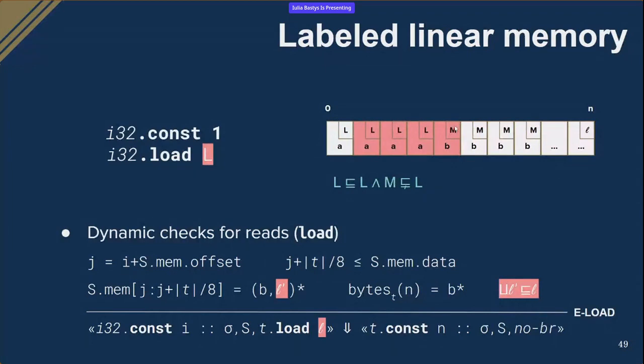a medium labeled value. So the execution of this program is going to crash, because the security checks here are not going to pass. Security label medium is not below L, so this is not going to go forward. But if we are trying to read a value of security label high, then this program is going to execute successfully.